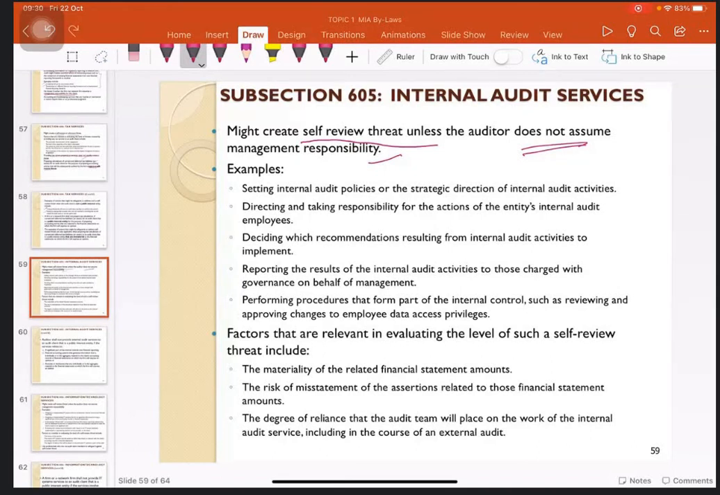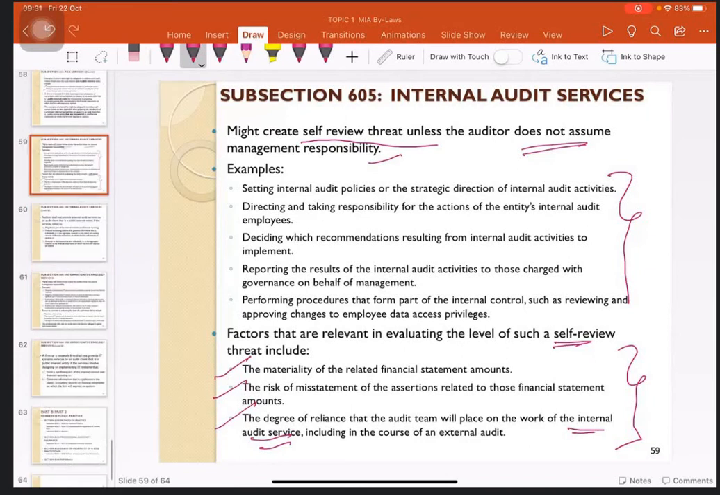So this one adalah the example of the internal audit services, okay? Factors that are relevant in evaluating the level of such review threat, these are the factors to determine sama ada it will create self-review threat or not. The materiality, the risk of misstatement, okay, how much you akan rely on that system later on, the degree of reliance that the audit team will place on the work of the internal audit service. How much you akan rely kepada internal audit service later on. Okay, kalau you tak rely too much, so it will reduce the self-review threat. Kalau you rely too much kepada apa yang internal auditor akan buat later on, it will create the self-review threat.